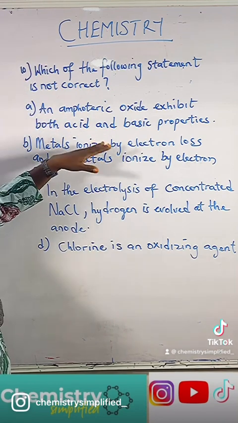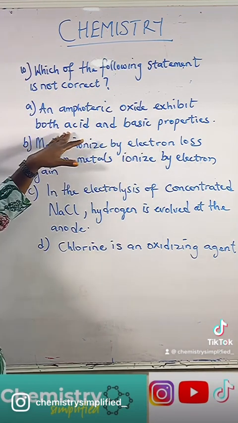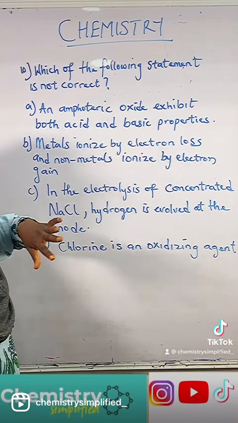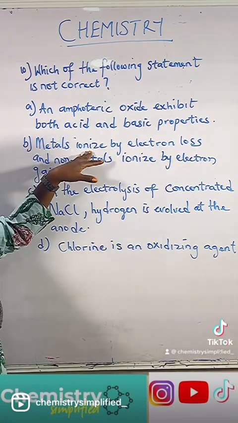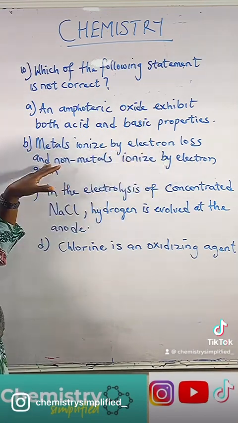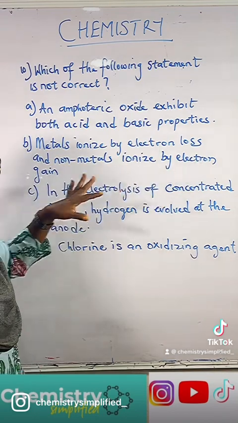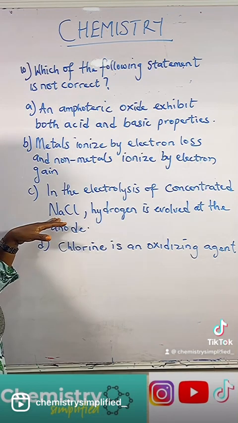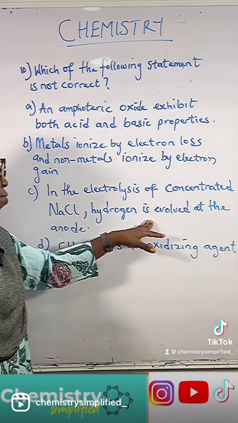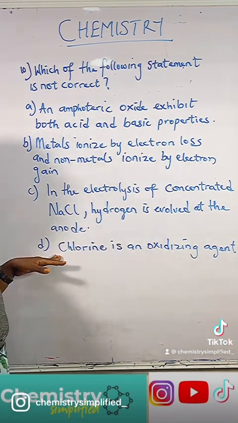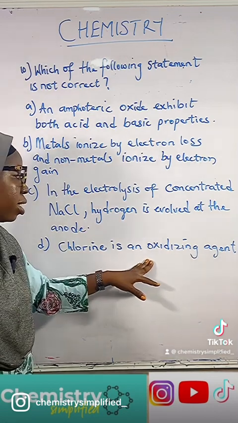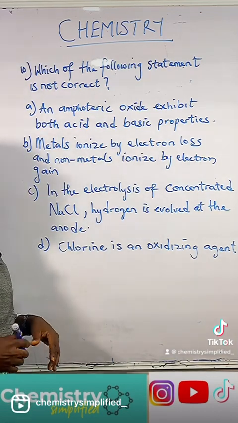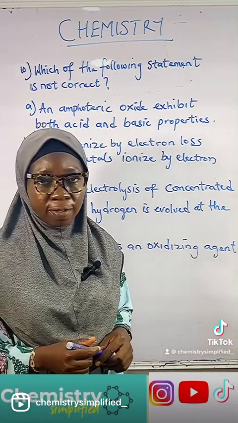A. An amphoteric oxide exhibits both acid and basic properties. B. Metals ionized by electron loss and non-metals ionized by electron gain. C. In the electrolysis of concentrated sodium chloride, hydrogen is evolved at the anode. And D. Chlorine is an oxidizing agent. Now let's start analyzing the options one after the other.